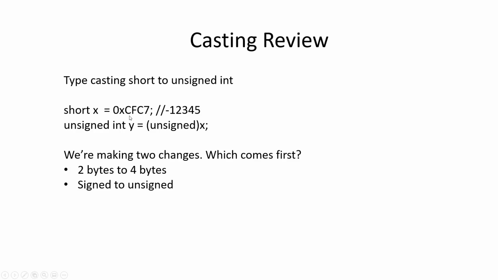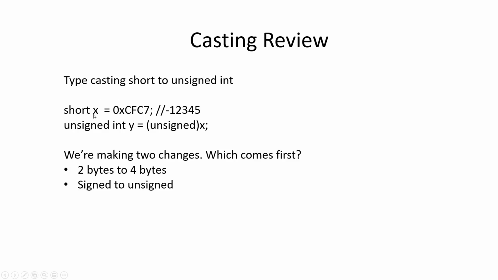So C is equivalent to 12 and is, let's see, 1100. So it starts with a 1. That's the only thing that matters. That's why I chose C. And negative 12345 is kind of a nice convenient number to check and make sure, and it's easy to remember.